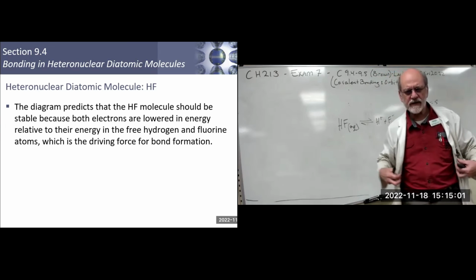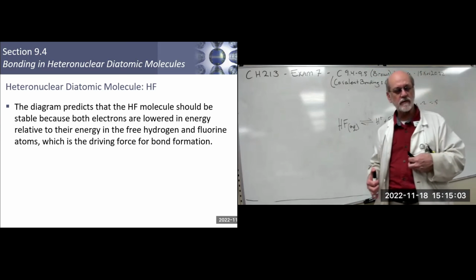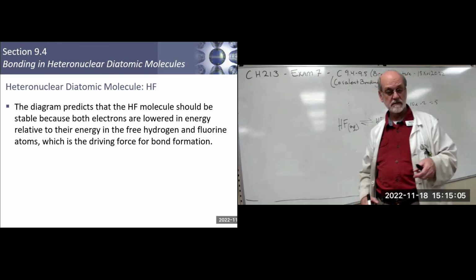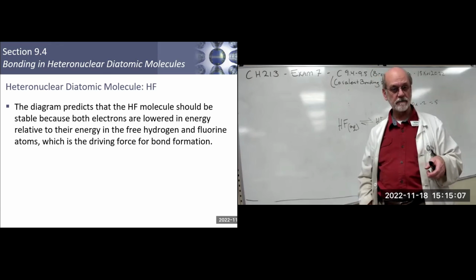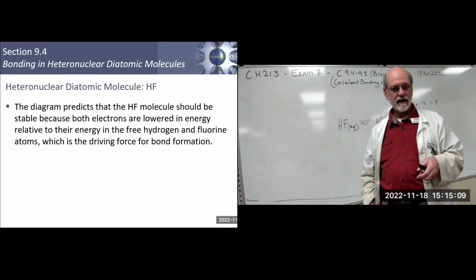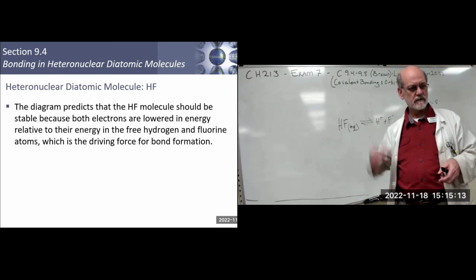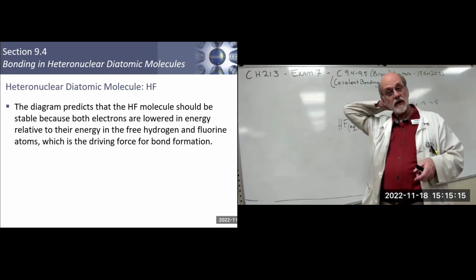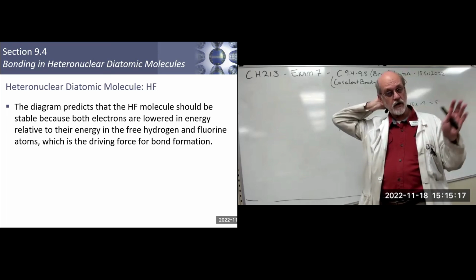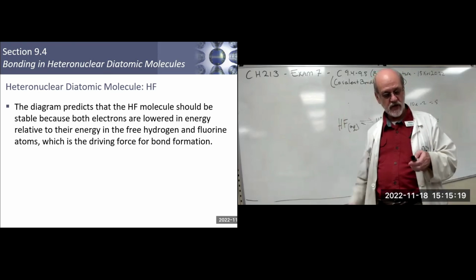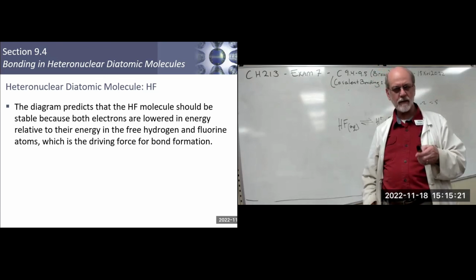This diagram predicts that HF molecules should be stable. Yes, it does. And they, in fact, are. And you can actually measure the polarity of HF. No, we've already done that. That occurred in a previous chapter, so I'm not going to hammer that one anymore.